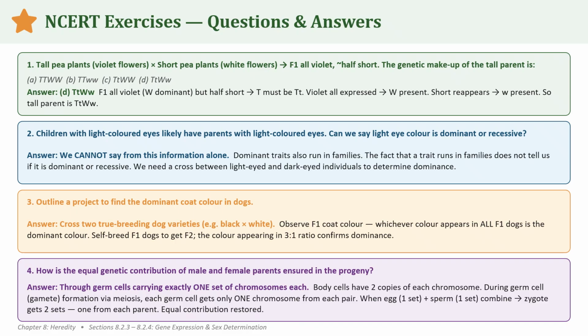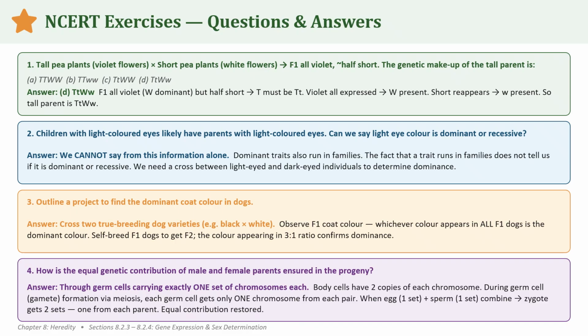So children with light colored eyes likely have parents with light colored eyes. Can we say light color eye is dominant or recessive? That we cannot say. See, this information is not sufficient because that trait may be dominant in that family also. How to find out? We have to cross a light colored eye individual with a dark colored eye individual, and we have to find which one is the dominant.